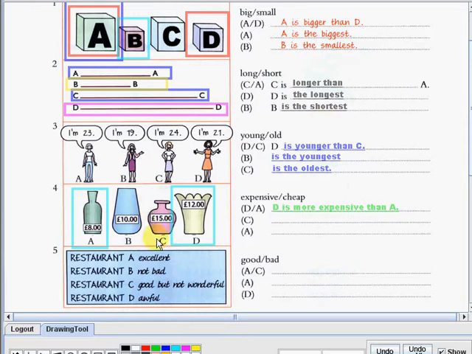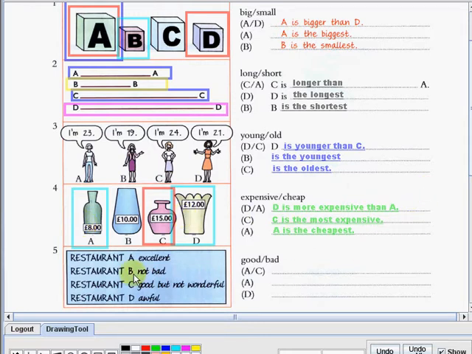How about for letter C? What can you say about this vase? By looking at picture letter C, we can say that C is the most expensive because it cost 15 pounds, right? How about vase A? What can you say about that? Good job. A is the cheapest, right? Because it only cost 8 pounds. Very good job. Now let's proceed to number 5.